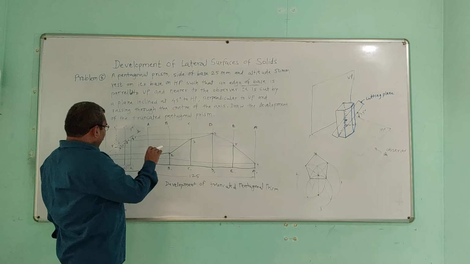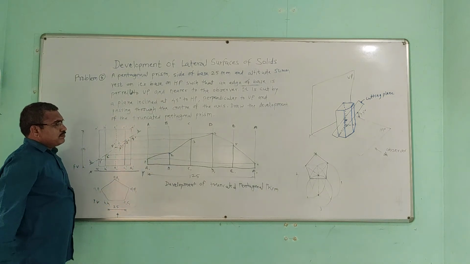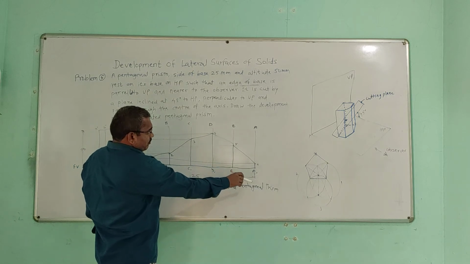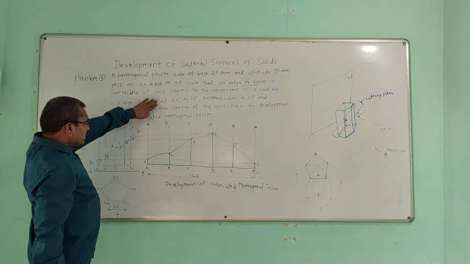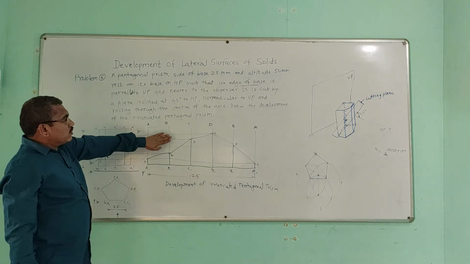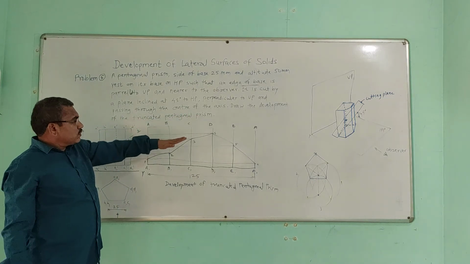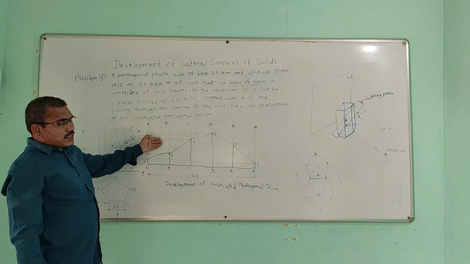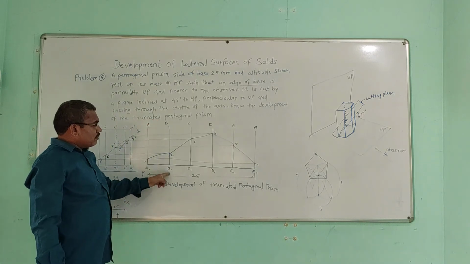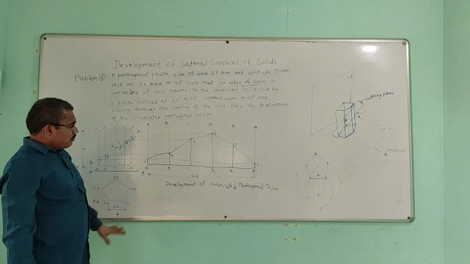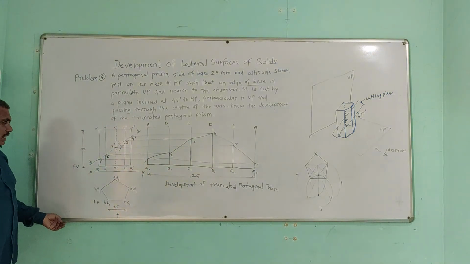So project all the points in sequence and join all points in sequence, that is 1, 2, 3, 4, 5 and 1. Then the above portion is not present as it is removed by the cutting plane, so there is no need to show this above portion here. This is the cut portion of this truncated prism. So only join the lines which are below. This is the development of lateral surfaces of the pentagonal prism.